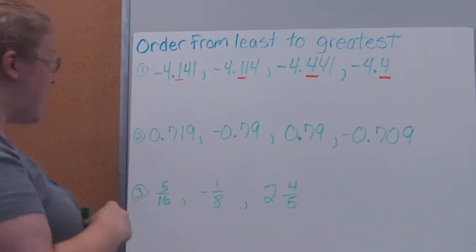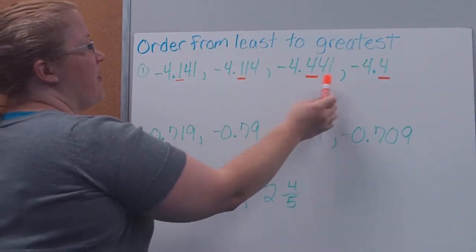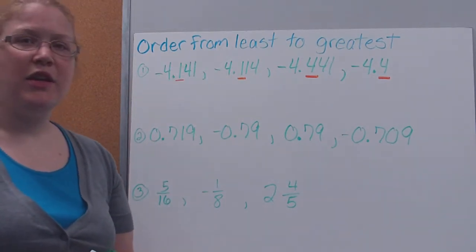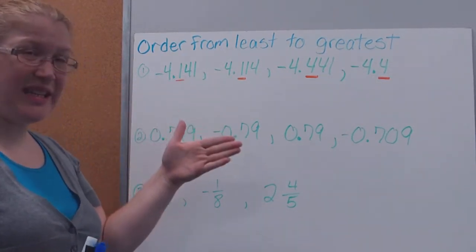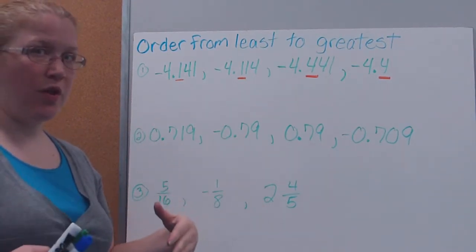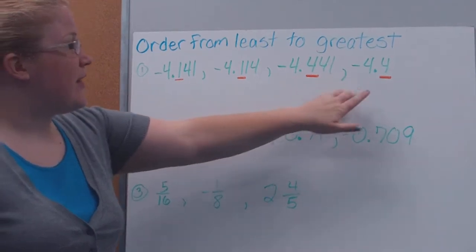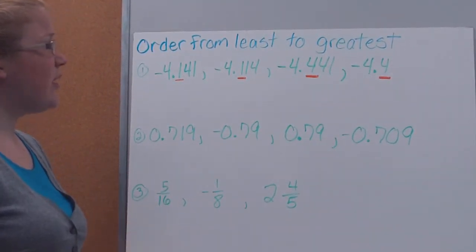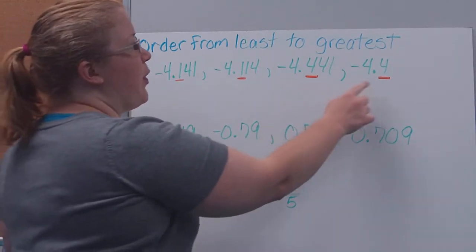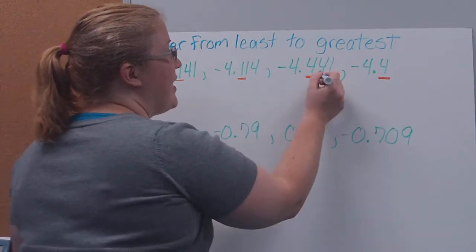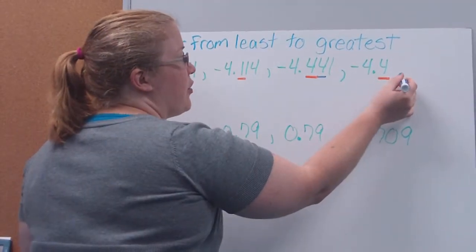So let's look at the tenths spot first. What you'll notice in the tenths spot is I have a 1, a 1, a 4, and a 4. Now I'm going from least to greatest. So since these are all negative numbers, the bigger the digit, the smaller the number. So I'm going to look at these ones first because these are bigger. So what you'll notice here is that these are both 4, which means I'm going to have to go on and look at my next value, my hundredths spot.